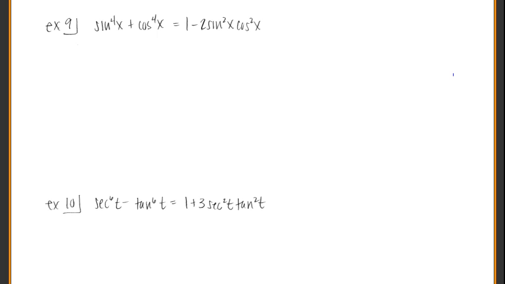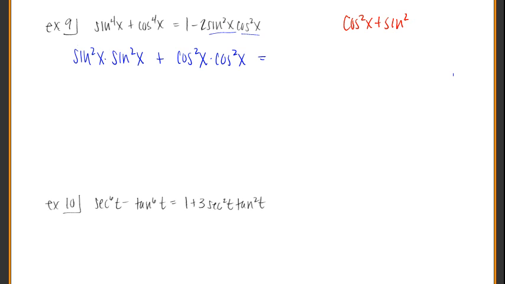Okay, example 9. I have sine to the 4th, cosine to the 4th, and on the right I've got sine squareds and cosine squareds. Well, I only have identities for squareds, so my first thought is to write it as sine squared x times sine squared x plus cosine squared x times cosine squared x. So now the next step is realizing I've got them down to sine squareds and cosine squareds, so I have just one identity I could use, that cosine squared plus sine squared equals 1.